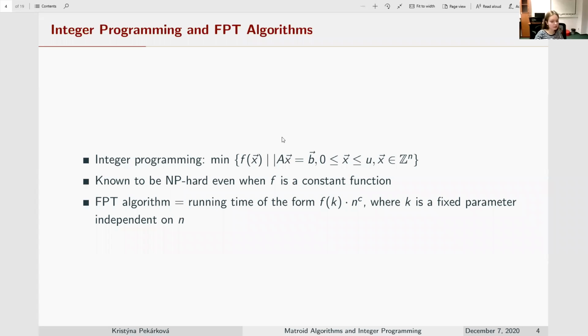Formally, an FPT algorithm is an algorithm whose running time is in the form of f(k) times n to the c, where f is a computable function and k is a fixed parameter independent of n. So, for example, this k can be the tree-depth parameter I mentioned before, speaking about the matrices, but it doesn't have to be just a numeric constant. For example, we can have a task, we can fix some graph G and ask whether it contains a certain subgraph H. Then this parameter k can actually be equal to this subgraph H.